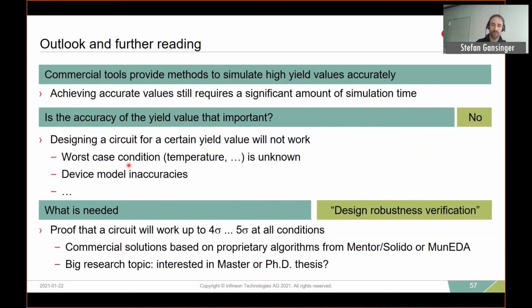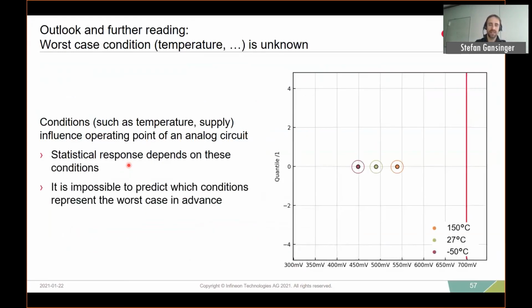About the conditions, I want to stress this a little bit more. So let's assume we have a circuit and we simulate this. So no statistical simulations. Let's say a DC simulation at 3 different temperatures. When we do this, we get for this circuit 3 different output voltages. We have the output at cold, at room temperature, and at hot. When we look at this, we see the hot value is closer to the limit. So when we use a high sigma verification method, we would use the hot one because it's already close.